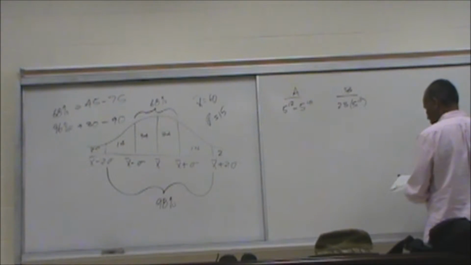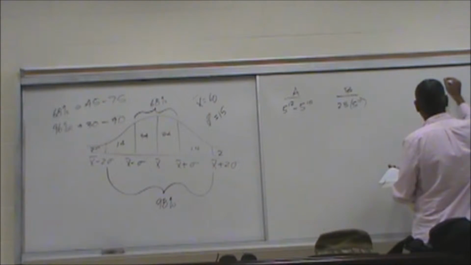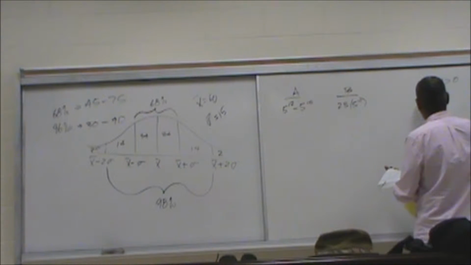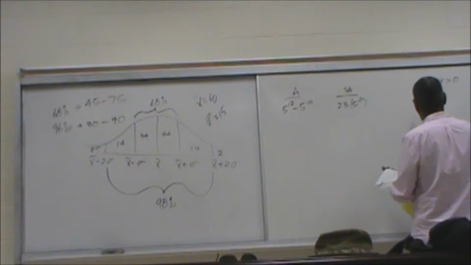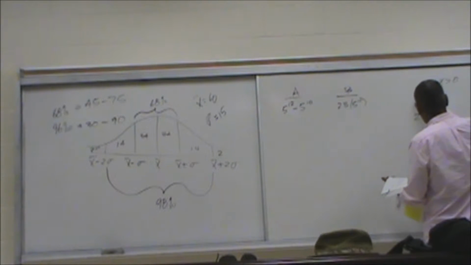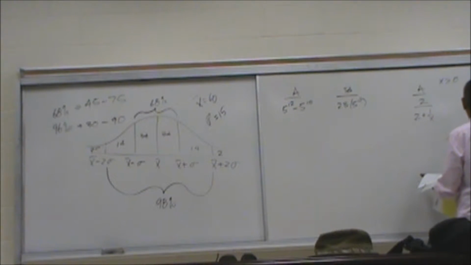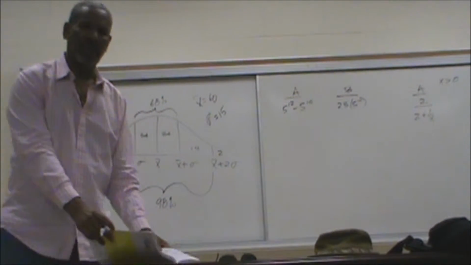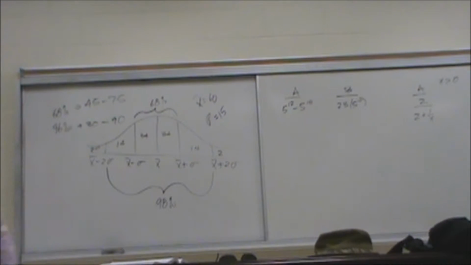The other one says x is greater than 0, and you have 2 over 2 plus 1 over x, and over here, this is A, and over here, this is B. So you have two questions. The answer is going to be A if A is bigger, B if B is bigger, C if they're the same, and D if you can't tell.